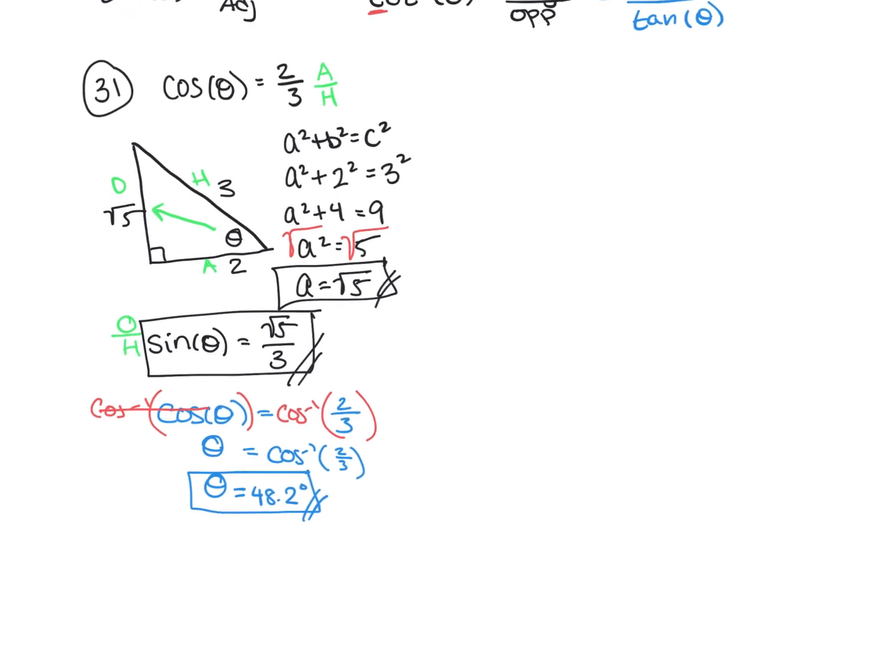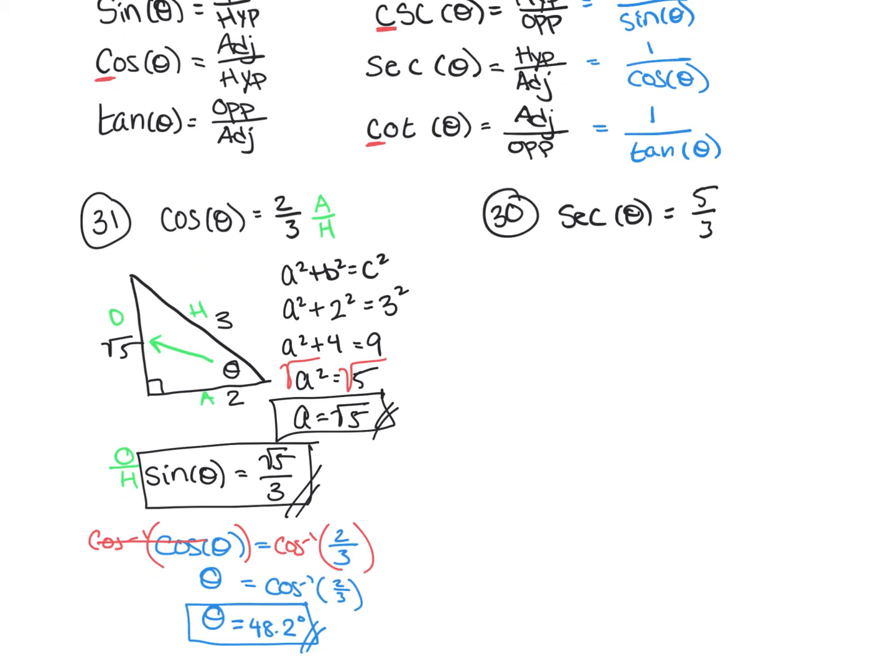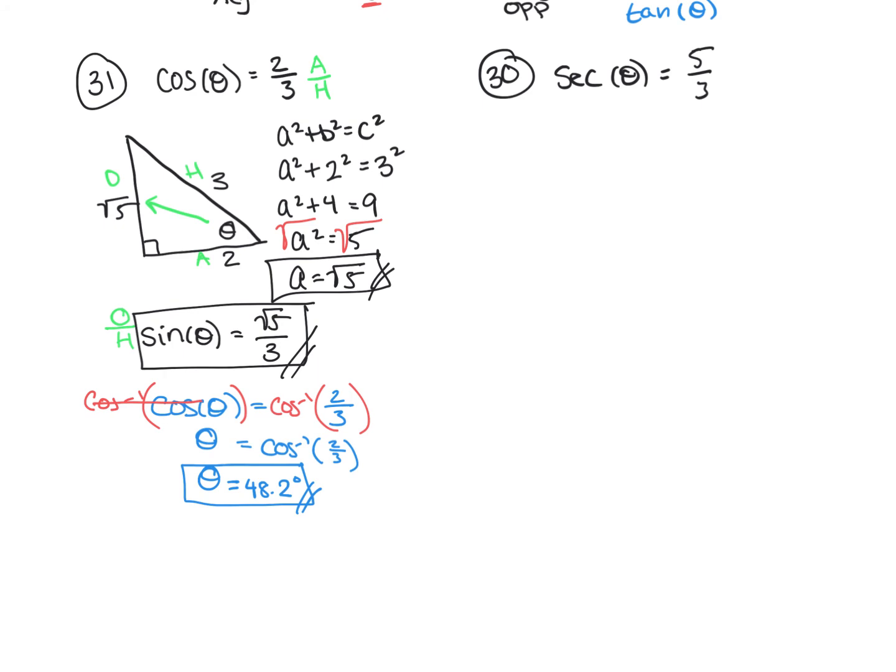Let's try 30 now. I'll do that over here so we can copy our steps. This one tells me that we have secant of theta is equal to 5/3. So I'm going to go back and look at what we had before, and I go, oh, okay, secant was the flip of cosine, so this means that we have hypotenuse over adjacent. Really similar, just flipped. So this is going to be my hypotenuse over my adjacent side.